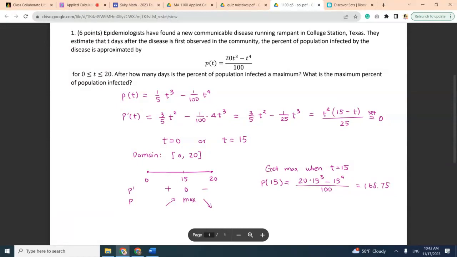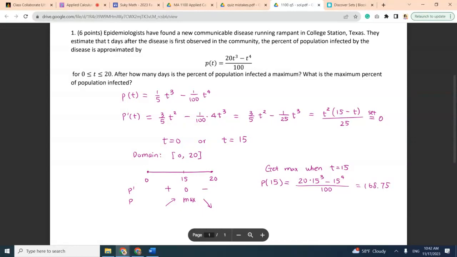This is a maximum. I would say most of you forgot to include the table. Okay, everybody? So you lose 0.5 because of the table. And yeah, we verify this is in fact a maximum. So you plug in t is 15, you get 168.75.